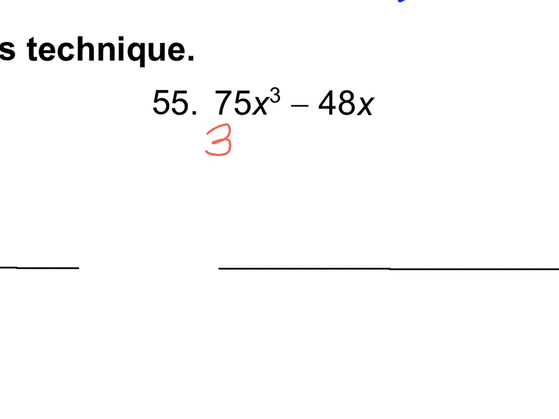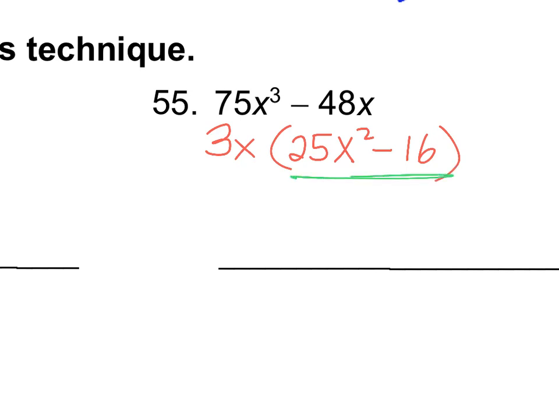So 75 divided by 3 is 25. Oh, I forgot, there is also an x, so we're going to need to take out the x as well. So we're going to get 25x squared minus 16 by itself with no more x. So now we're going to factor out this part, which is a difference of squares.